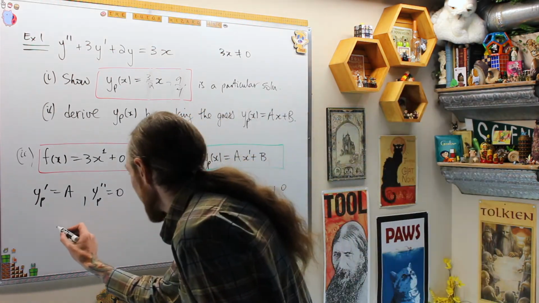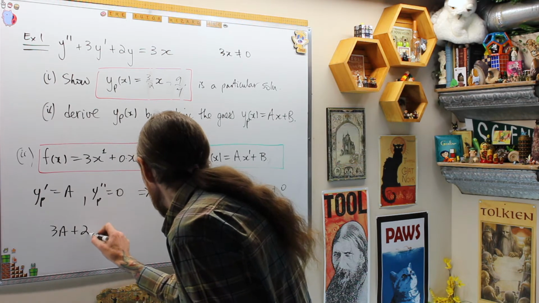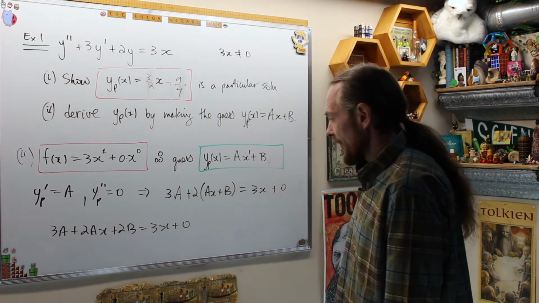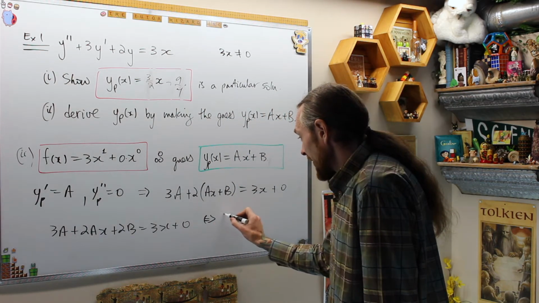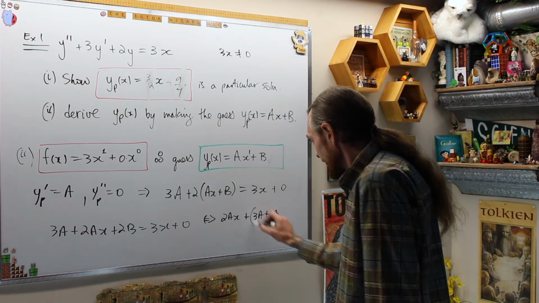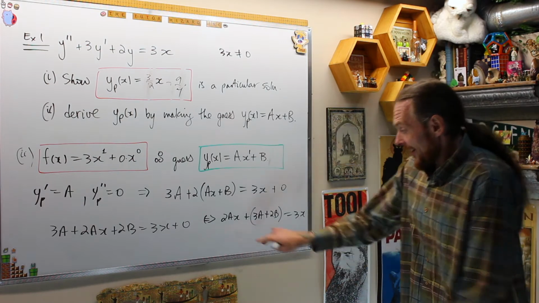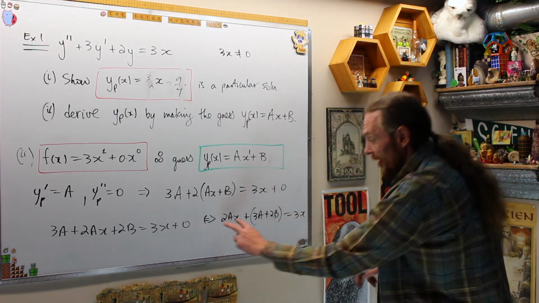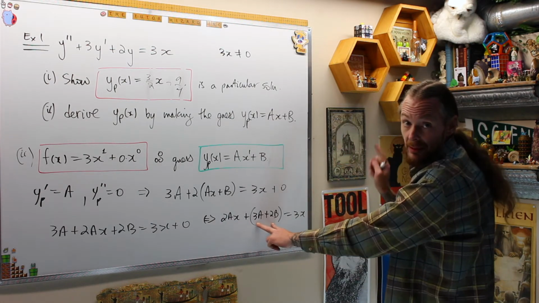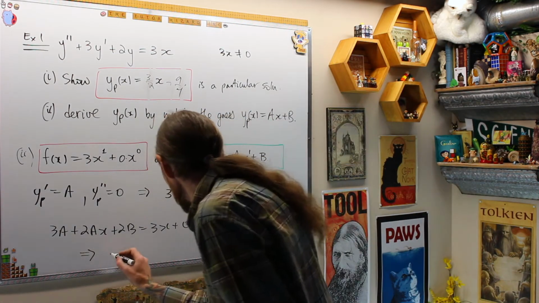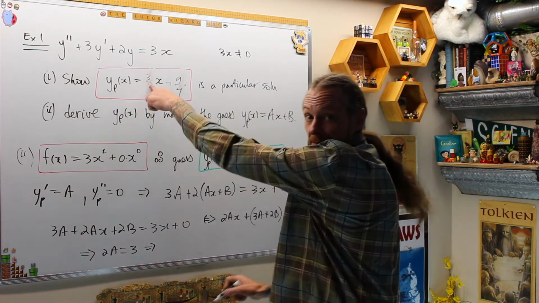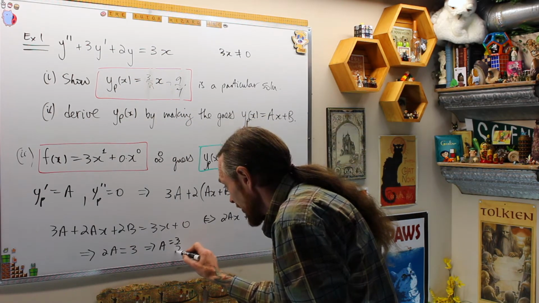Simplify this. This gives me 3a plus 2ax plus 2b equals 3x plus 0. If I group all of these together, this is going to give me 2ax plus 3a plus 2b equals 3x. Now, if this polynomial equals this polynomial, this coefficient has to match this coefficient, and this coefficient has to equal 0. What that tells me is immediately 2a has to equal 3, or a has to equal 3 over 2.